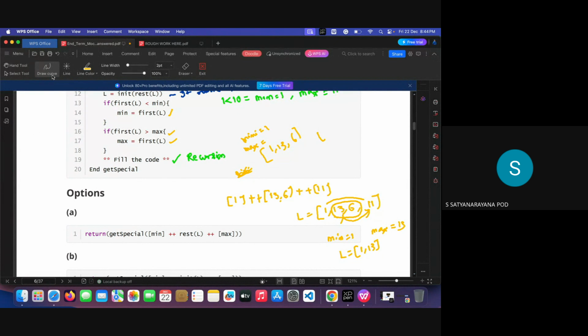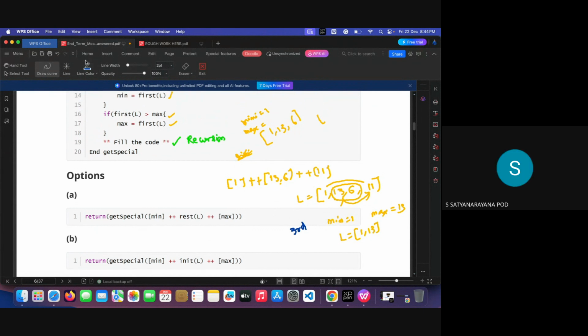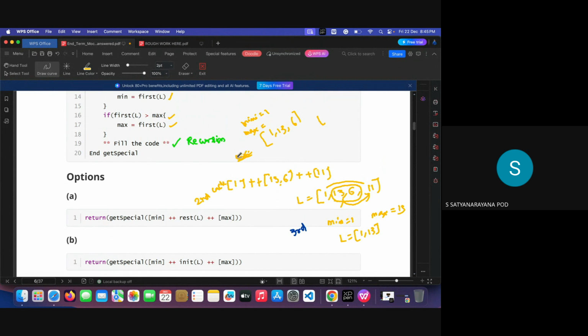This is the third cycle. If you consider the third cycle, this is the third cycle. This is the third cycle. This is second cycle. This color is second cycle. This is second cycle. Clear? First cycle, anyway, you know that. In the third cycle, what happens? Whenever the third time it is calling, the list size will become only 2. Clear?